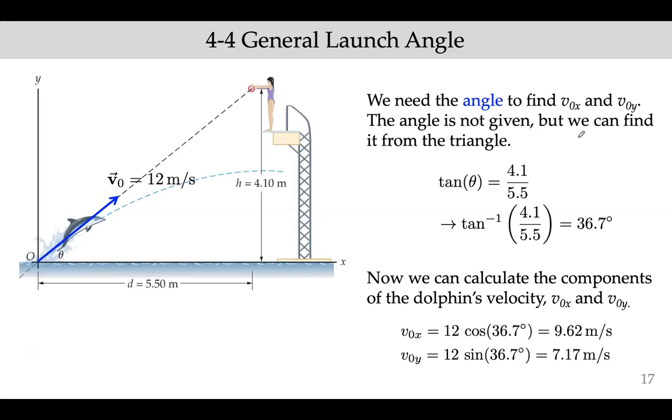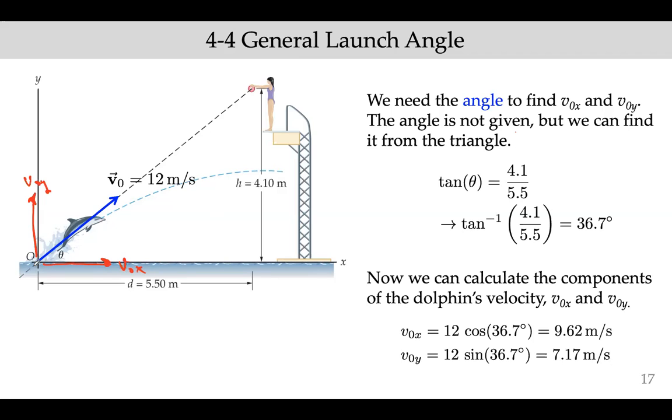Okay, so we need this angle to find the x component and y component of the velocity of the dolphin, v0x and v0y. The only way that I can calculate these is, if I know the angle, I can multiply the speed with the sine and cosine of that angle, so that I can find the x and y components. But in this problem, the angle is not given. But we can find the angle from the triangle.